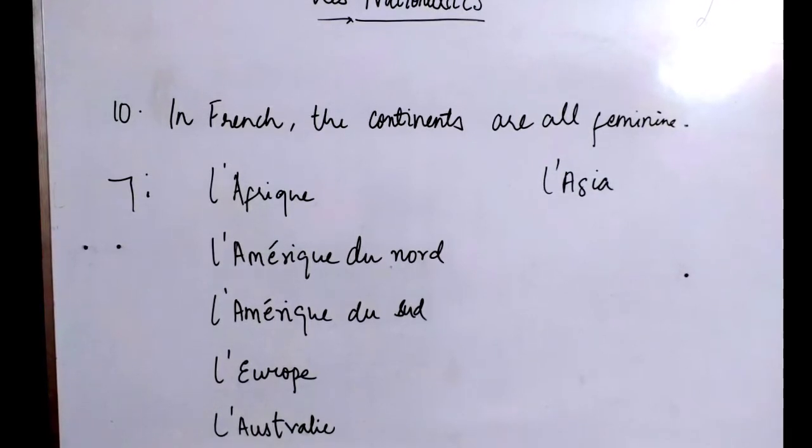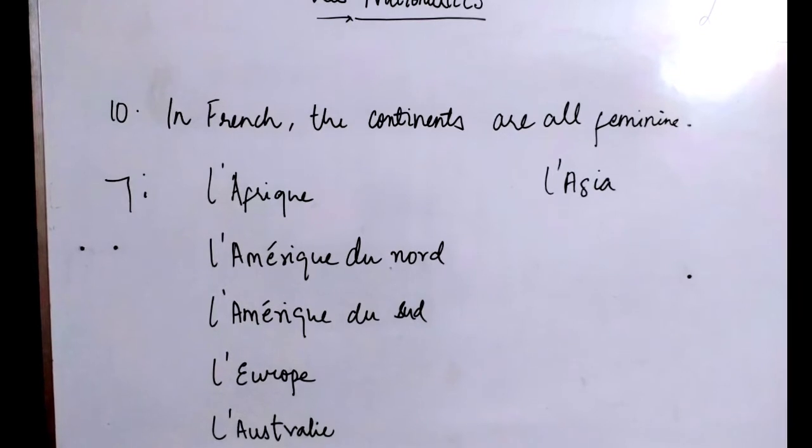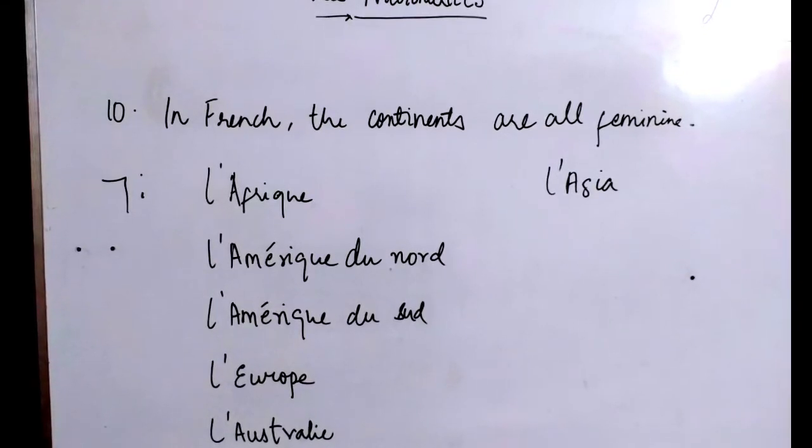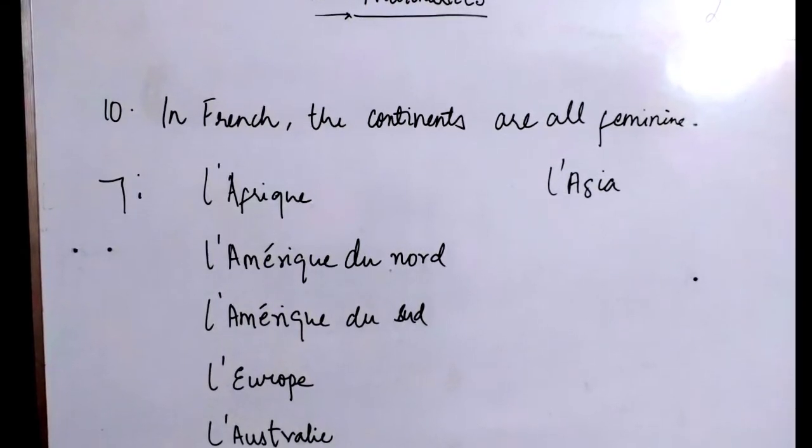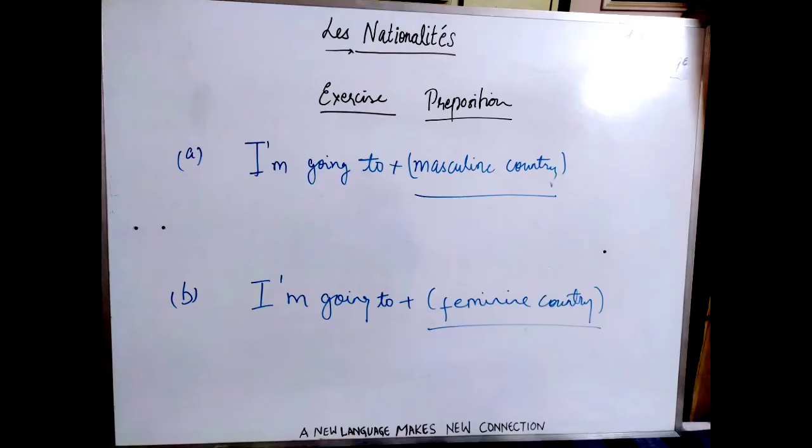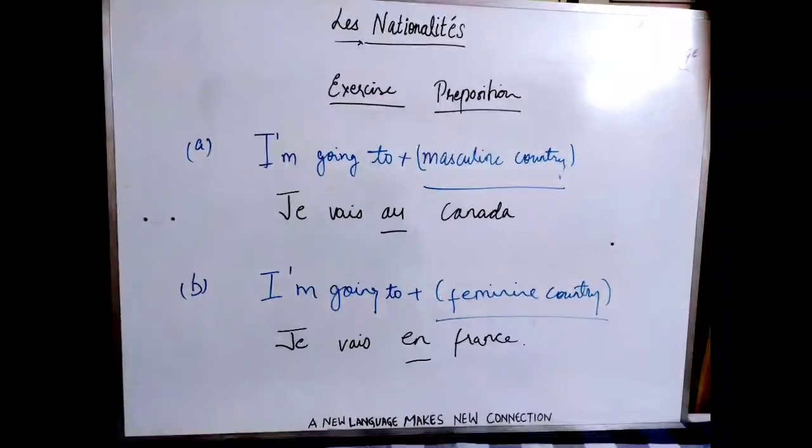Okay. So we have gone through all the set of rules which are there to finalize the nationality in French. So let's have a look at some exercises and examples. Okay, now suppose you want to say that I'm going to a dash country. Dash is masculine or feminine. So what do you think? What preposition will you use? Just take 5 seconds to think over it, for a masculine country and for a feminine country.